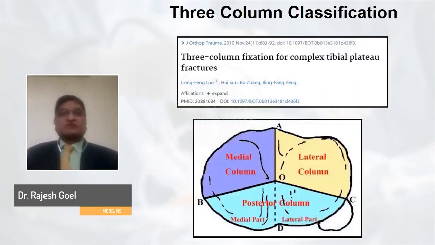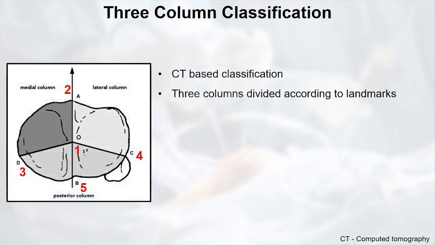So the 3-column classification was first given by Kong Feng Lu, and this is a very important classification because it encompasses all the structures, all the parts of the tibial condyle, and it gives us a very good picture for the planning and management of tibial condyle fractures. There are 5 points. These 5 points can be joined together, and we can divide the tibial condyles into the medial column, the lateral column, as well as the posterior column.